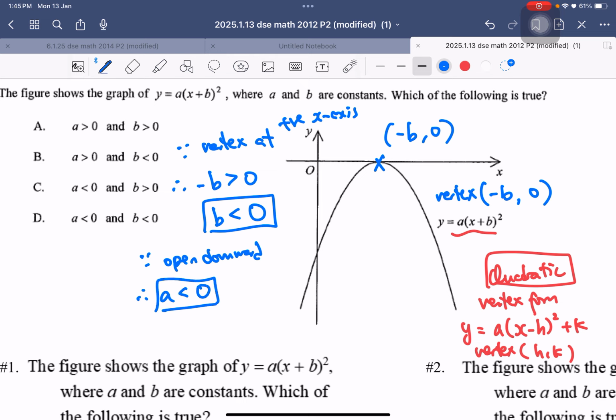Smaller than 0. So A and B both smaller than 0. So the answer should be D. A very easy question actually. A Form 4 can do it. My Form 4 can do it.